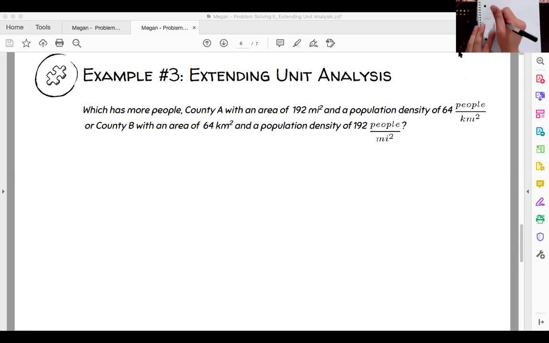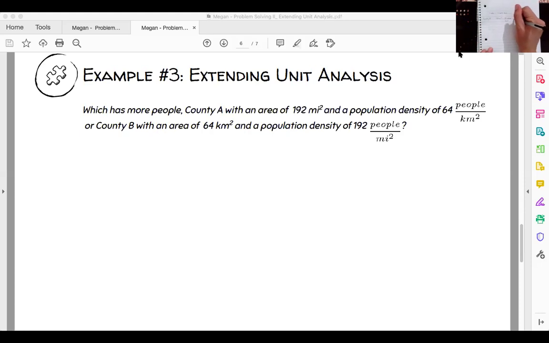We're going to start with County A. We know that County A has 192 square miles. We also know the population density. I'm going to put the number on the top, 64 people over kilometers squared. Right now, when I put these together, nothing cancels out. Miles squared doesn't cancel out with kilometers squared. If these were the same unit, this would be great. We would knock this problem out really quick. But like I mentioned, we need this conversion.